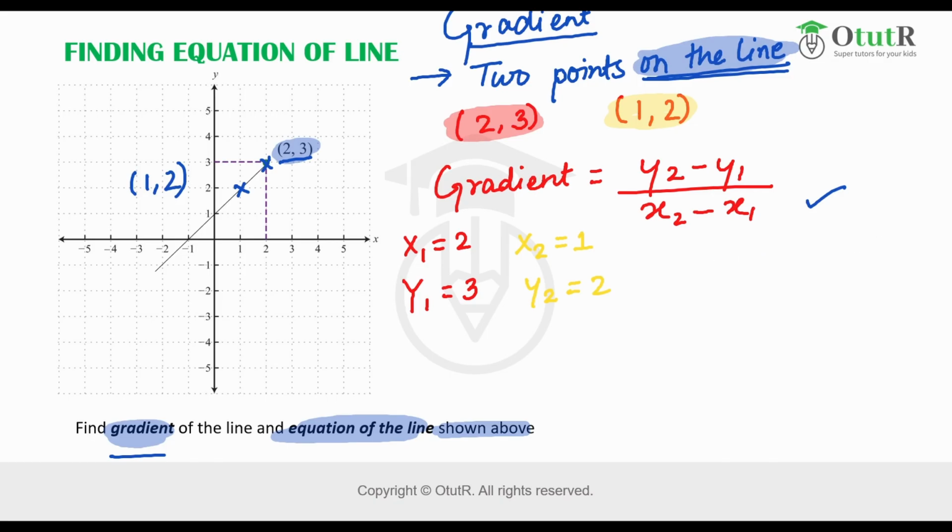For the formula, I'm going to put the value of y2 as 2 and y1 as 3. In the same way, x2 is 1 and x1 is 2. So y2 is 2, y1 is 3, x2 is 1 and x1 is 2. Fine.